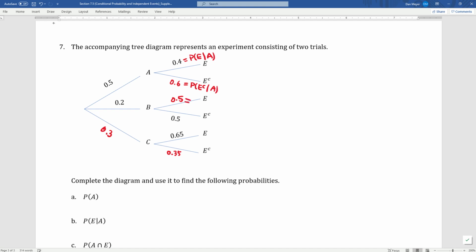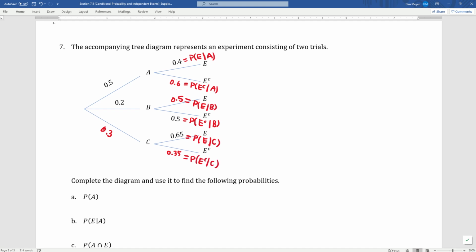This 0.5 here is the probability of E given B. And this 0.5 is the probability of E complement given B. This 0.65 is the probability of E given C. And this 0.35 is the probability of E complement given C.